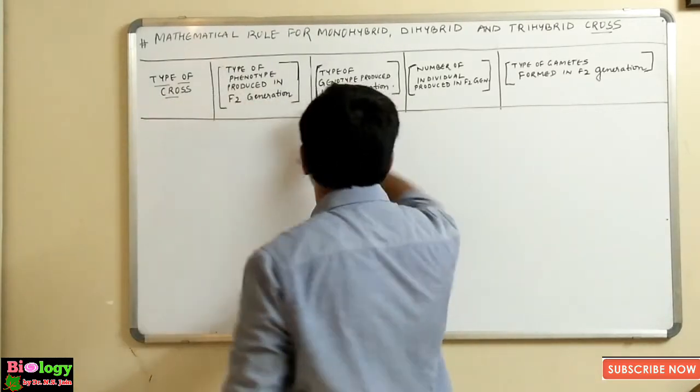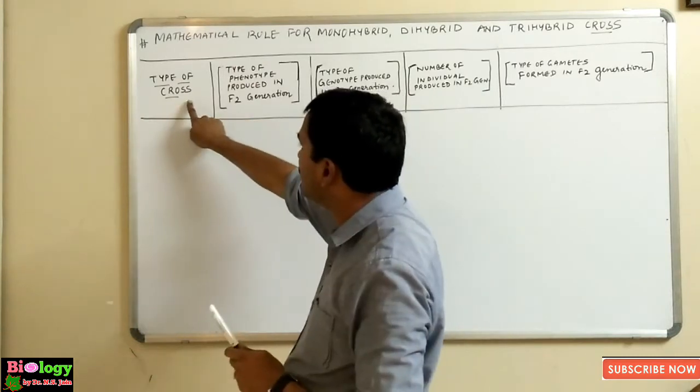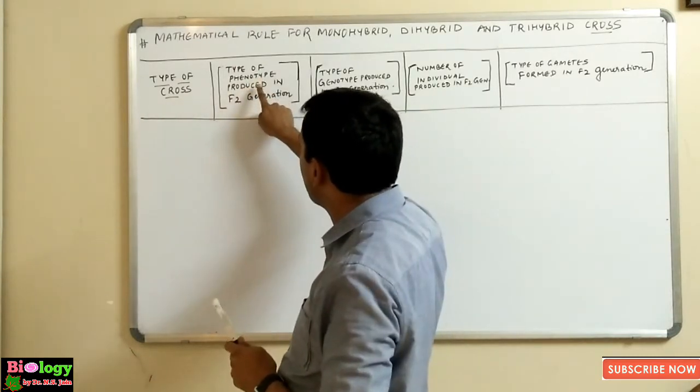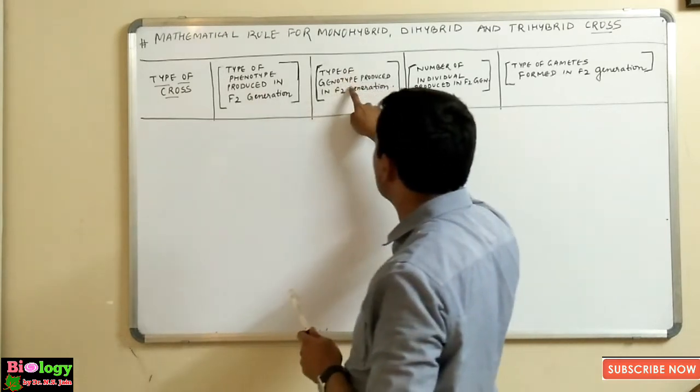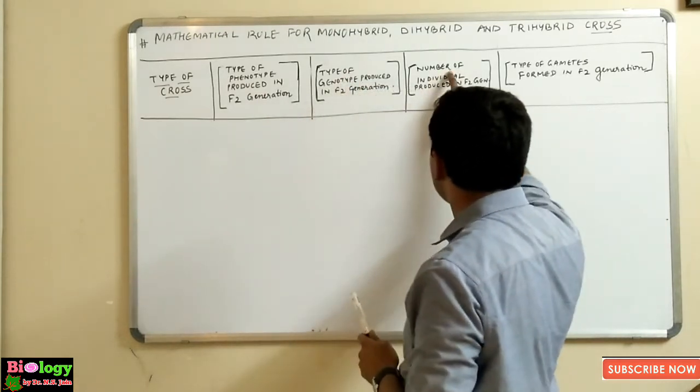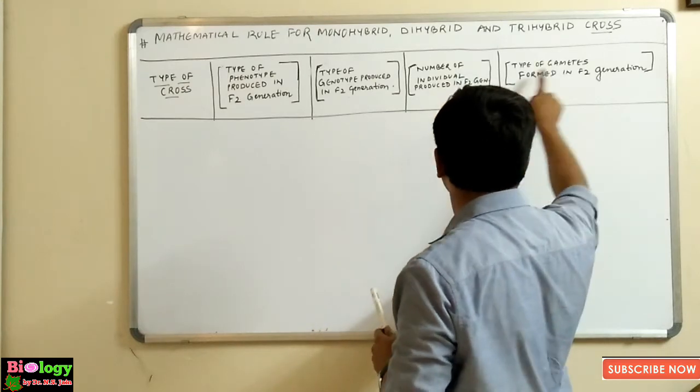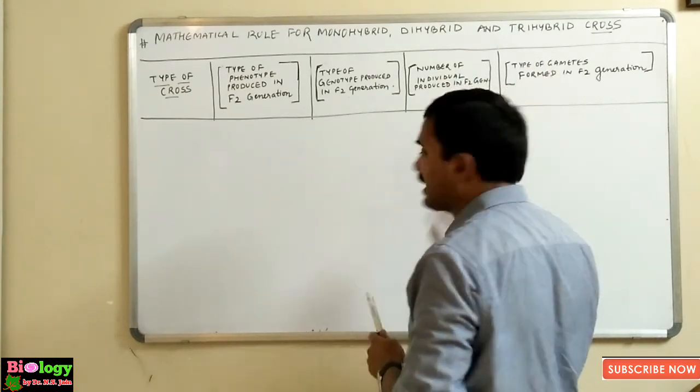Okay, I have made a table here. You can see I have written the type of cross. Here I have written the type of phenotype produced in the F2 generation, here the type of genotype produced in the F2 generation, the number of individuals produced in the F2 generation, and the type of gametes produced in the F2 generation.